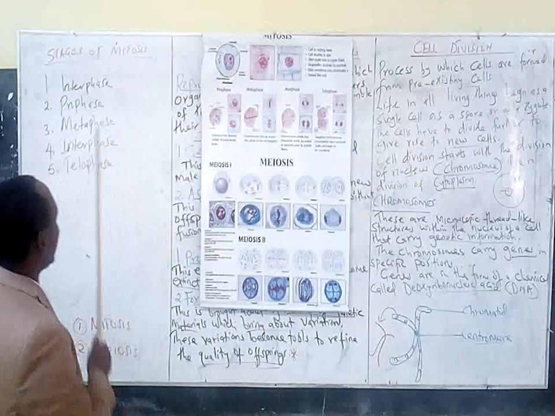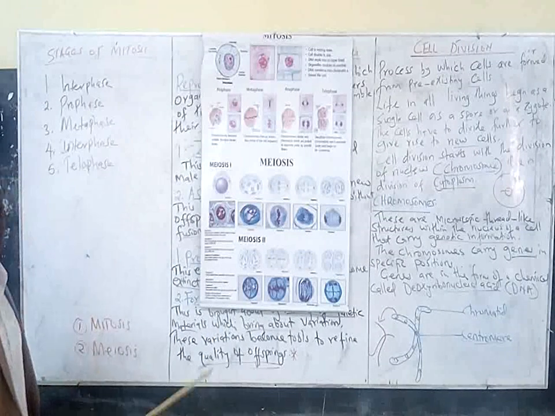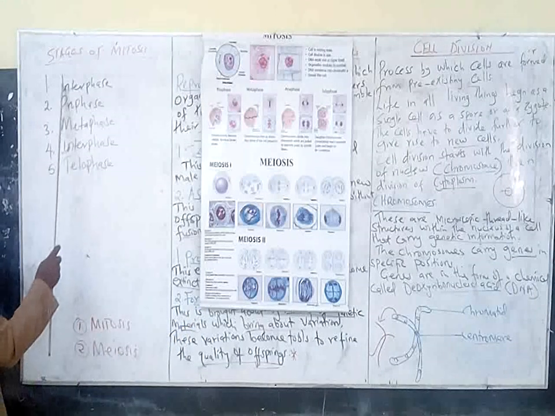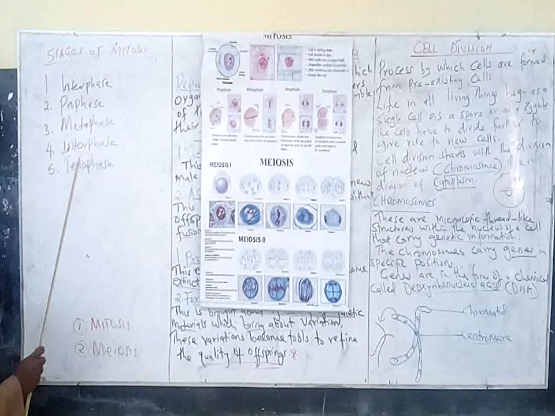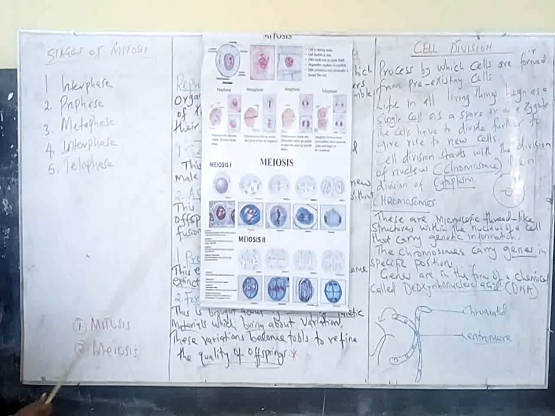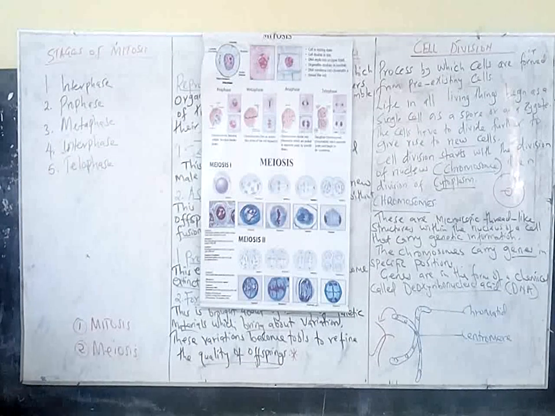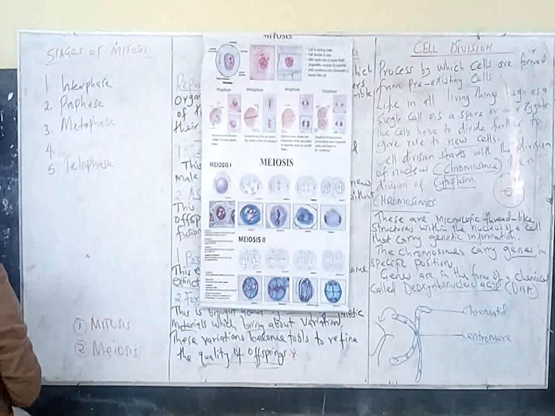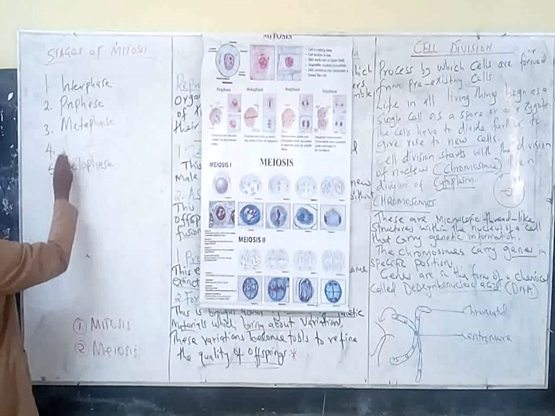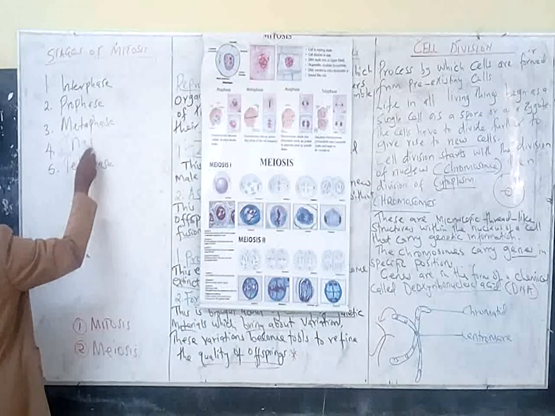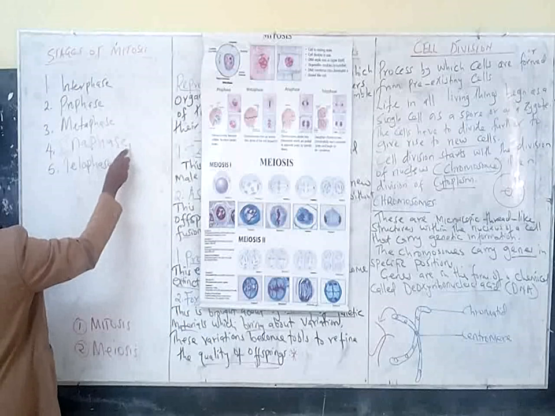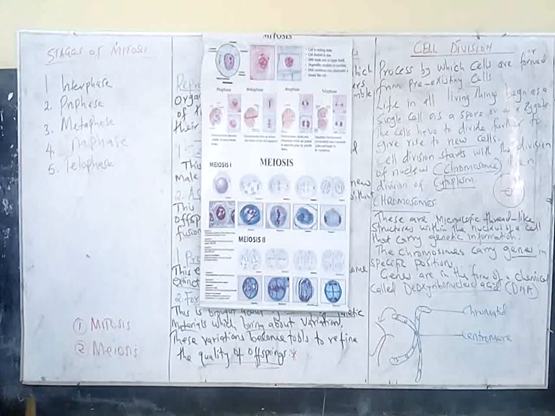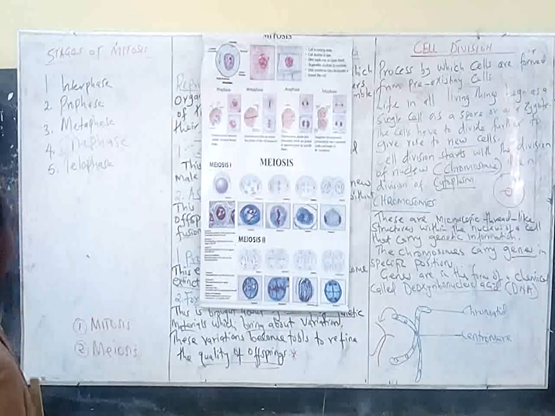So the first one is called interphase. So you can make your own song or your own way of remembering. For example, you can say, I promise myself, maybe something like a trophy or something like that. So, beloved students, I want you to look at the 5 stages again: interphase, prophase, metaphase, anaphase, and telophase. Those are the 5 stages of cell division in mitosis.